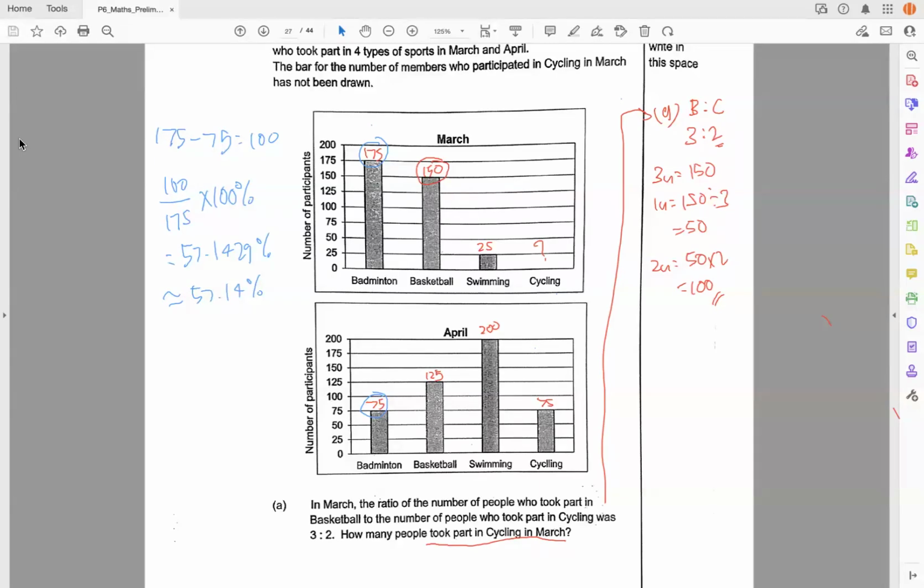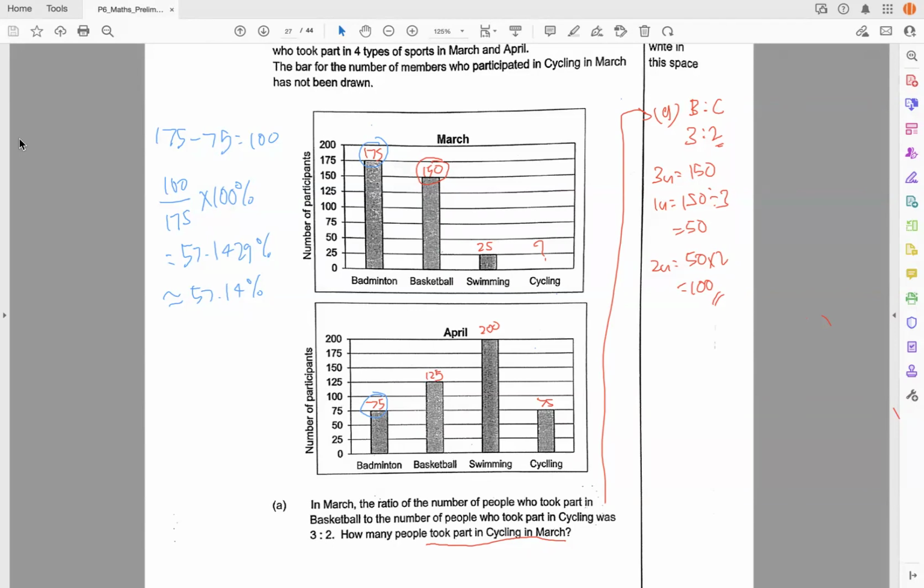Okay. Now let's look at question C. An entrance fee was charged to those who took part in swimming. A total of $528.75 was collected in March and April. So we are talking about the people who took part in March and April for swimming. How much was the entrance fee? So how many people are there altogether in March and April?